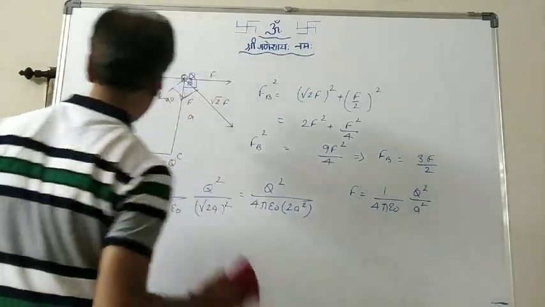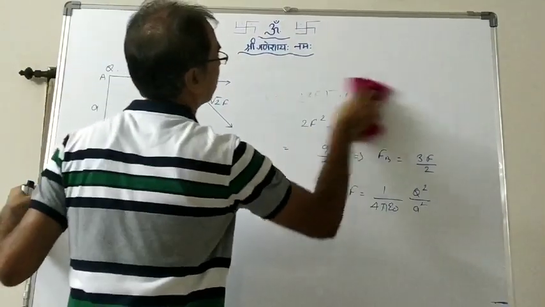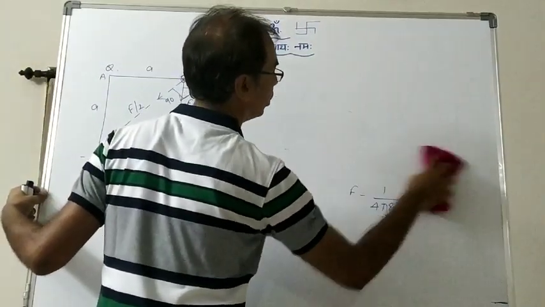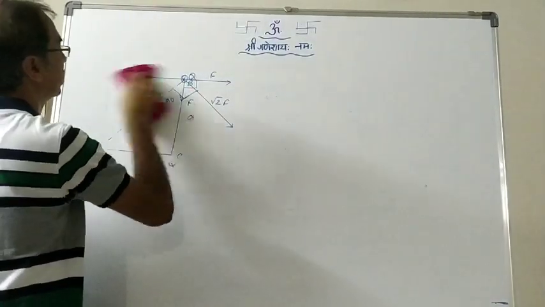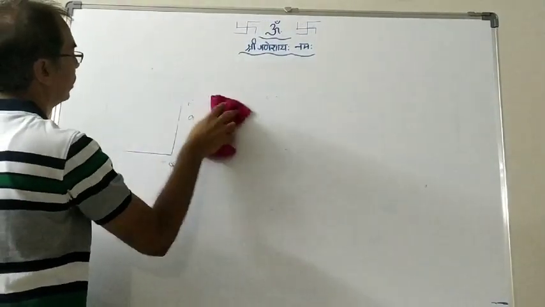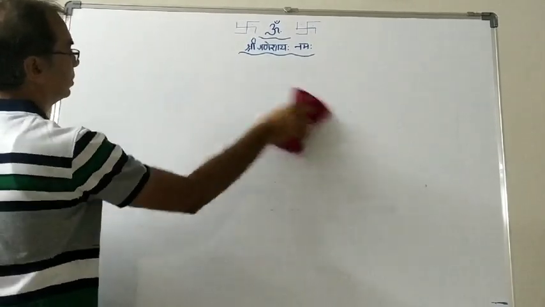Let's see the next question then. What changes can we bring into the same question? This time I am going to keep a charge at the center of the square, and then we are trying to find the force on that.